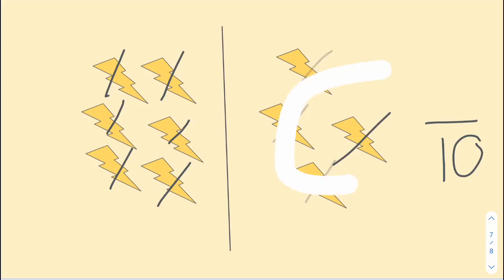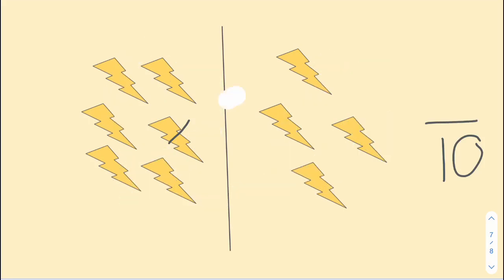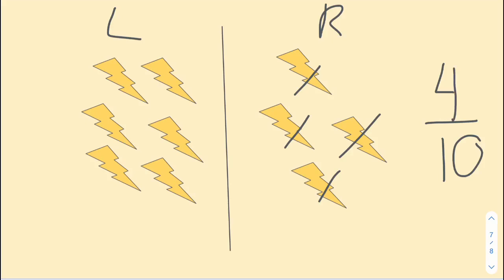Now, they asked me about which ones are on the right side. Remember, left is over here, right is over here, just as a refresher. And we can count. There are 1, 2, 3, 4 lightning bolts on the right side. A common mistake I would see people make is they would say, well, there's 4 on this side and there's 6 on this side, so it has to be 4/6. But no, because they're asking you what fraction of lightning bolts are on the right side.